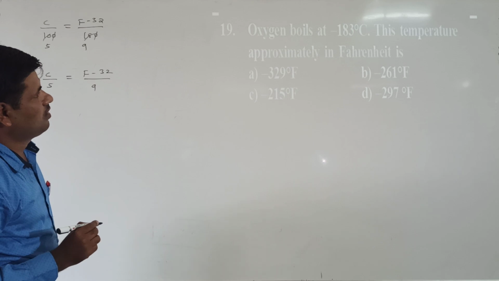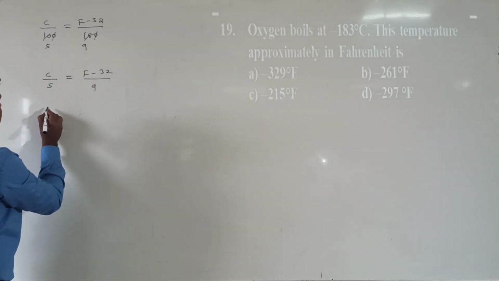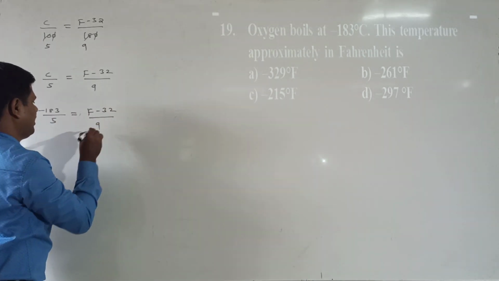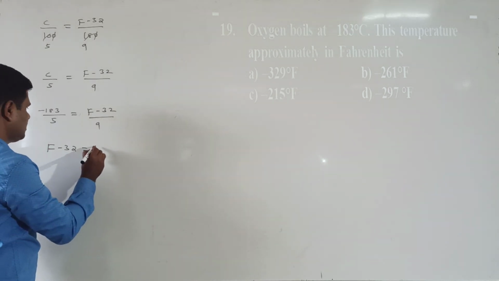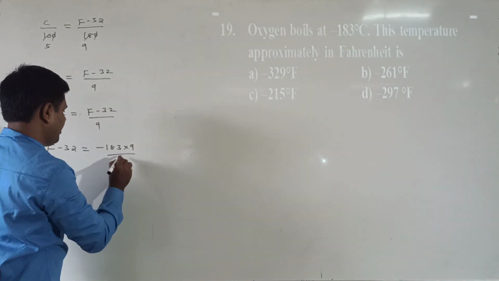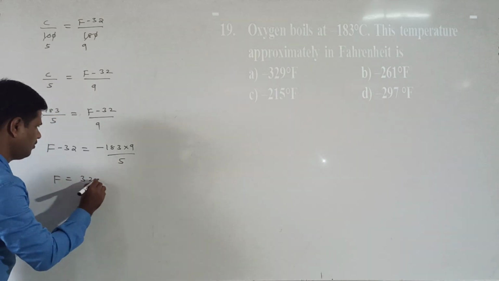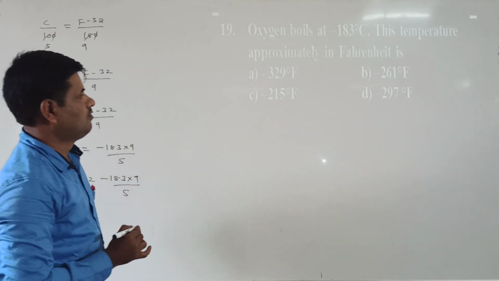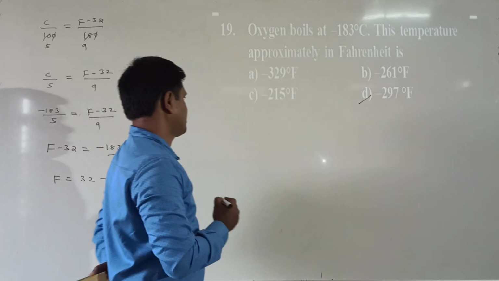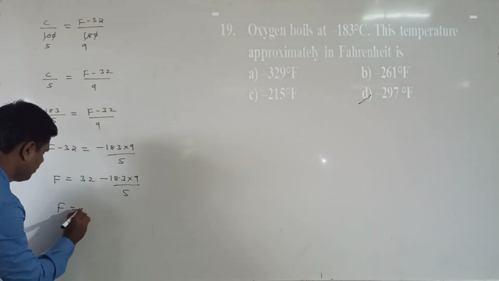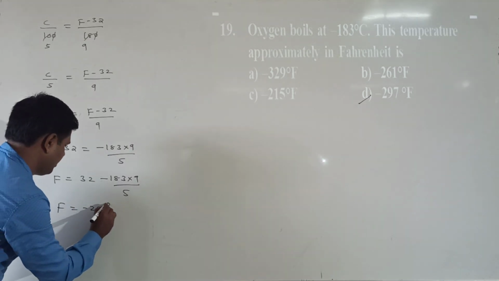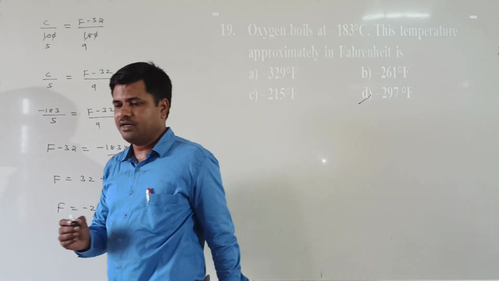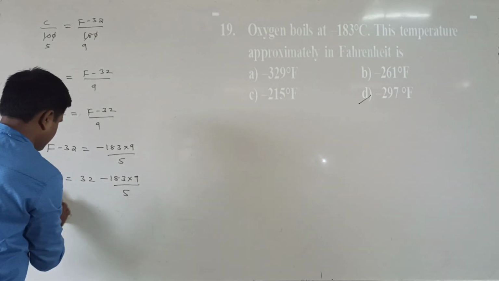The centigrade value given is minus 183. So minus 183 by 5 is equal to F minus 32 by 9. Now F minus 32 is equal to minus 183 into 9 by 5, so F is equal to 32 minus 183 into 9 by 5. Calculating this, we get minus 297 degree Fahrenheit. Which option is correct here? D option is correct. This is the 19th question.